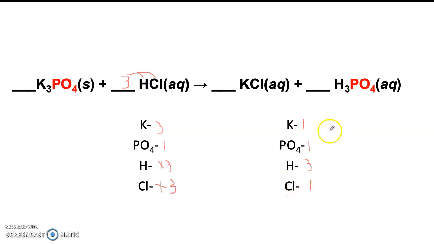Now on the right side, we have to modify it as well. So we have our H's that are good now, and our Cls which have a 1. But we have to make the Cl a 3. So I'm going to put a 3 right here, which makes your chlorine a 3. Remember, it goes to the Cl and it goes to the K. So we're going to change the K to a 3. Wow, it actually balanced itself out. So we have 3 Ks, 1 PO4, 3 H's, 3 Cl's. Balanced. So your coefficients are 1, 3, 3, 1. Not too bad.